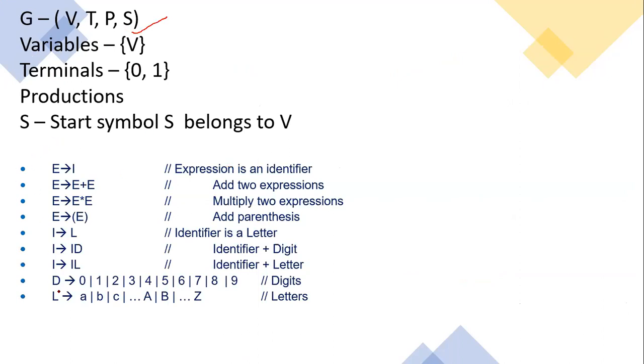These are some sample productions. E tends to I and E tends to E plus E, anything it may be. Here, please tell me, how many non-terminals are there? Which are they? Please, anyone? How many non-terminals are in these productions, and which are they?